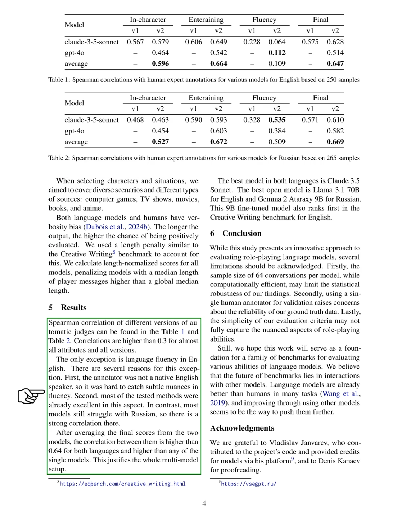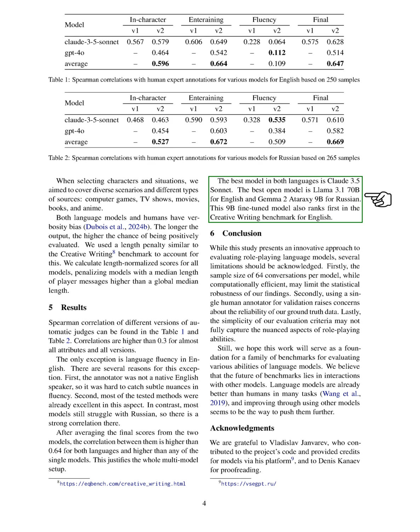Our results showed that the Spearman correlation for different versions of automatic judges was generally above 0.3, except for language fluency in English, which was affected by the annotator's non-native status and the high performance of most models. In contrast, models struggled more with Russian, showing stronger correlations. After averaging scores from the 2 models, we found a correlation above 0.64 for both languages, supporting our multi-model approach.